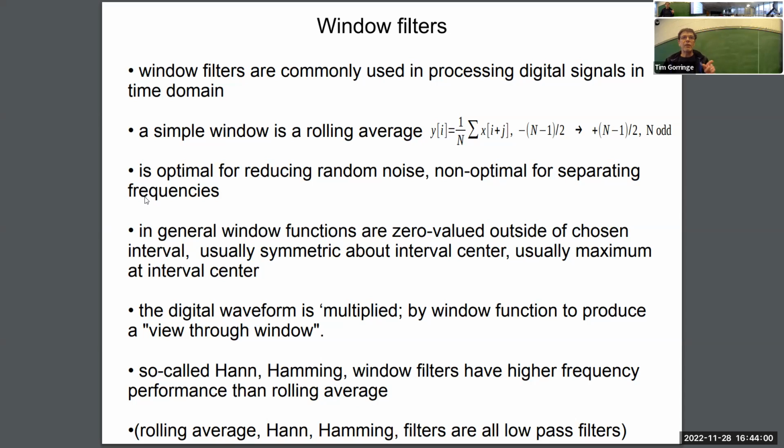So one thing about the rolling average filter is it's very good at eliminating white noise or random noise. Another thing about the rolling average filter is it's not so good at separating or isolating different frequencies.